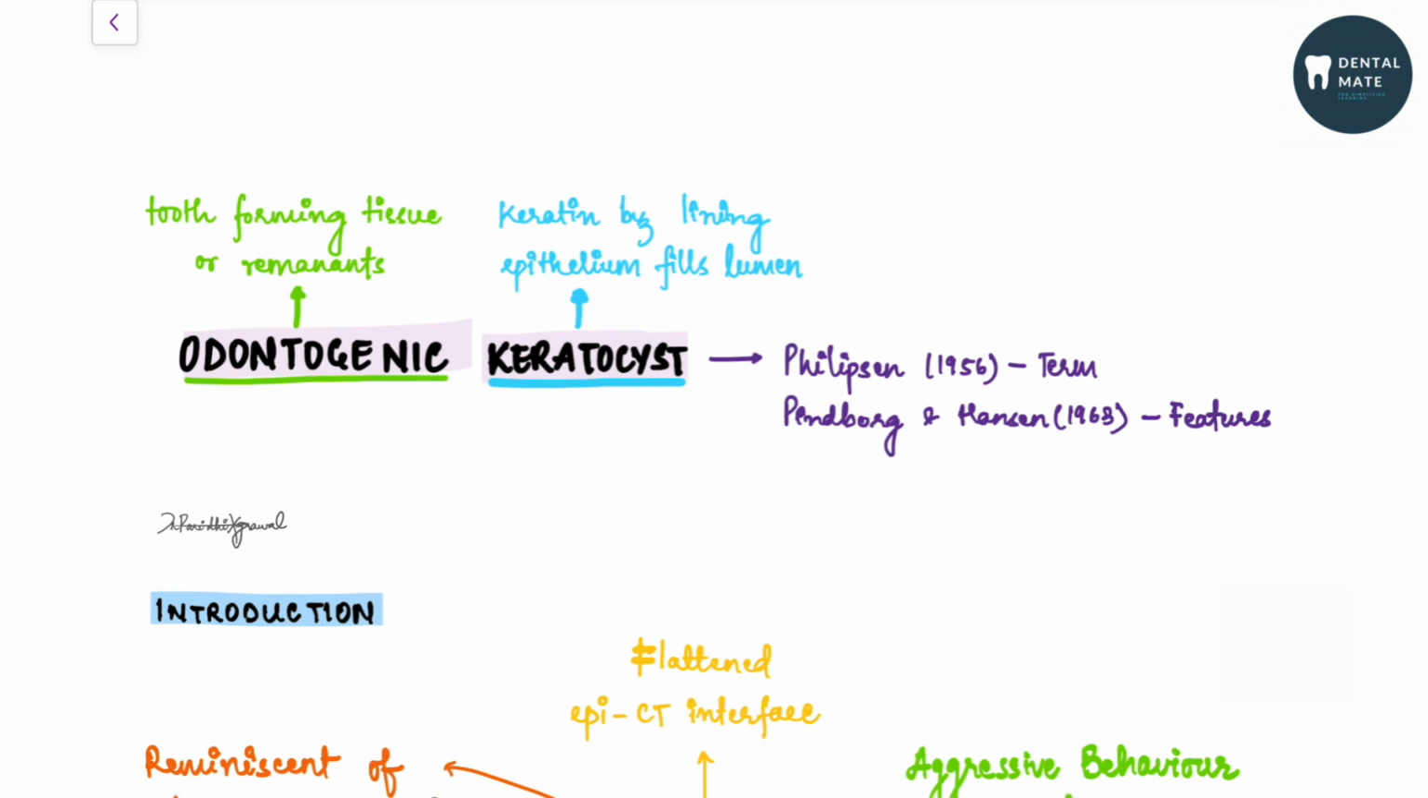This term was first coined by Philipson in 1956, whereas the features of odontogenic keratocyst were identified by Pinborg and Hansen in 1963.